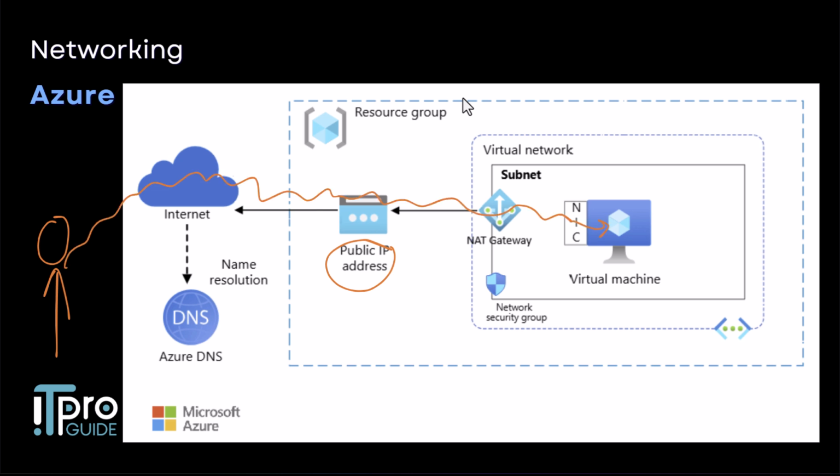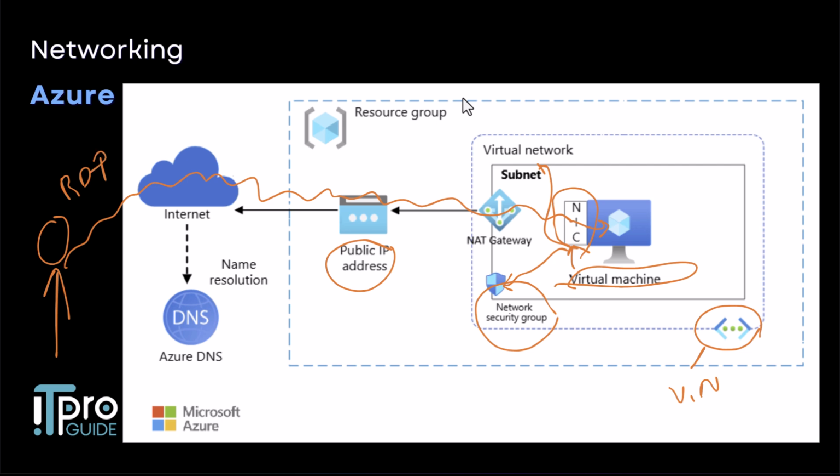So as a resource, the virtual machine is connected with a network interface. This network interface is a part of a subnet, and it also has a security group. And this virtual machine is a part of the virtual network. This network security group is like a firewall in Azure, and this can be configured to provide access to the virtual machine. So if somebody wants to access this virtual machine using RDP, we have to open the port in the network security group. And all these come under a resource group.